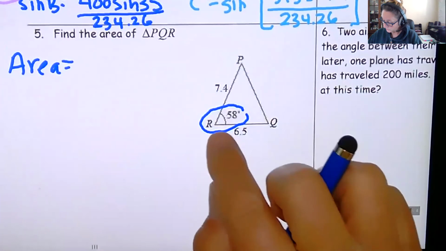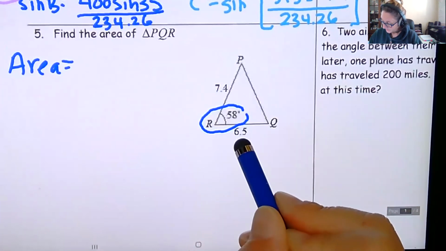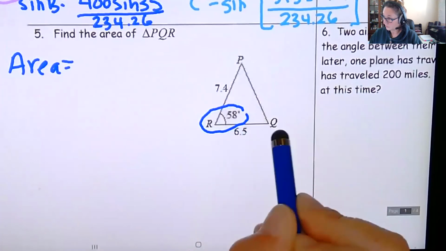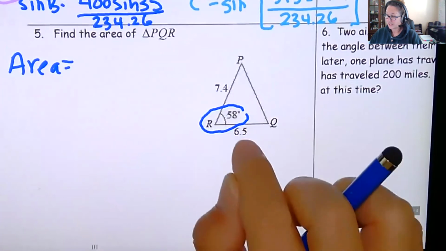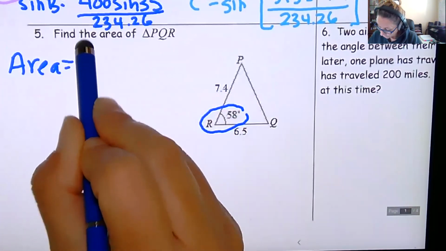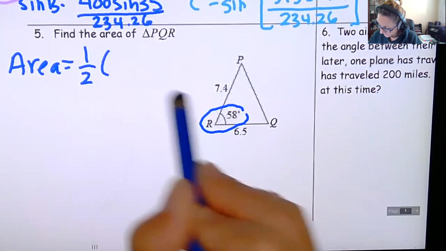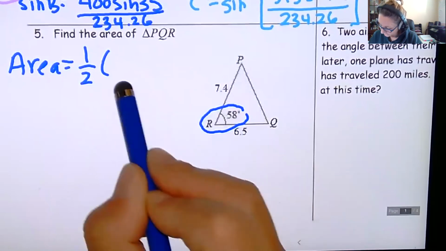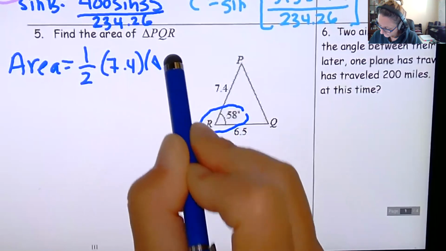And so if I know this one R, this one here is like my little p, and this is like my little q because it's a cross. If I know this angle, I need to know the sides that are not opposite it, okay? And then the formula is going to be 1/2, or 0.5 if you prefer, times the two sides that make the angle, which is my 7.4 and my 6.5.